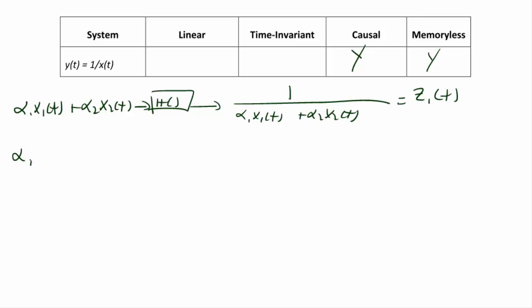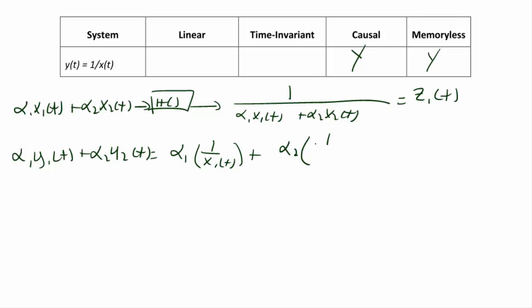But now let's check the second row of the signal flow graph, alpha 1, y1 of t, plus alpha 2, y2 of t. This means take the output due to x and multiply by alpha 1. So it's going to be alpha 1 times 1 over x1 of t plus alpha 2 times 1 over x2 of t. And it should be immediately clear that z1 of t does not equal z2 of t. So this is a nonlinear system.